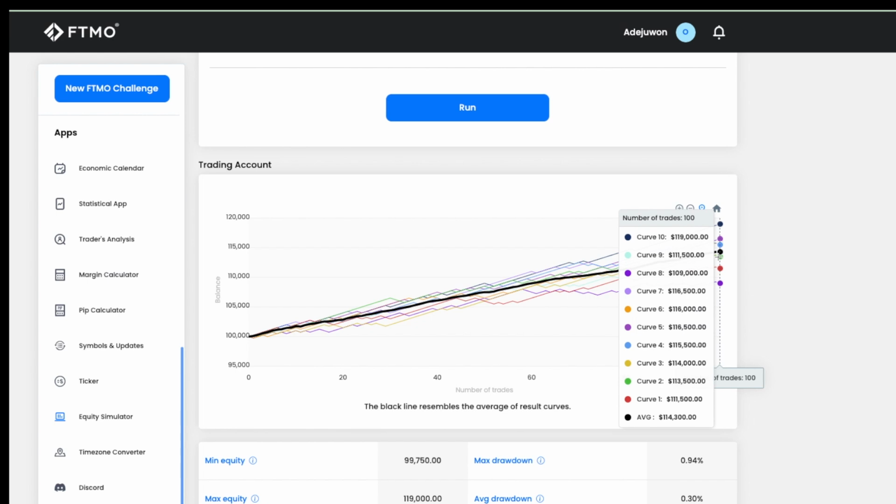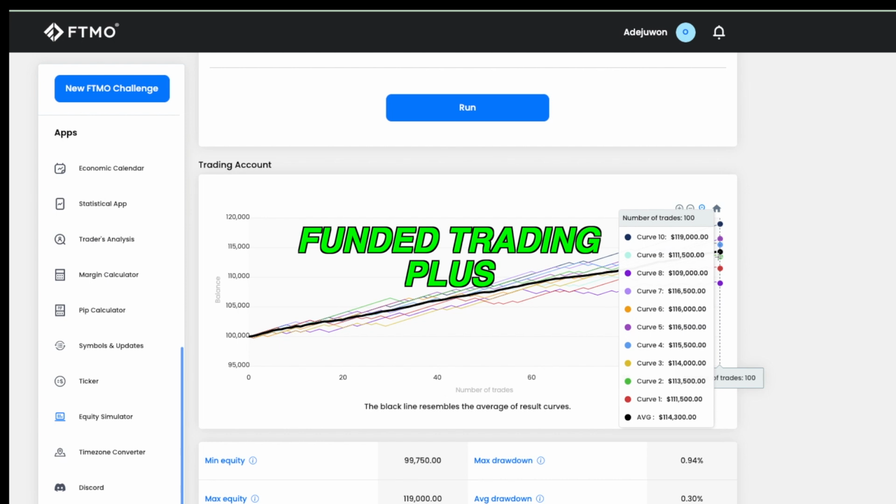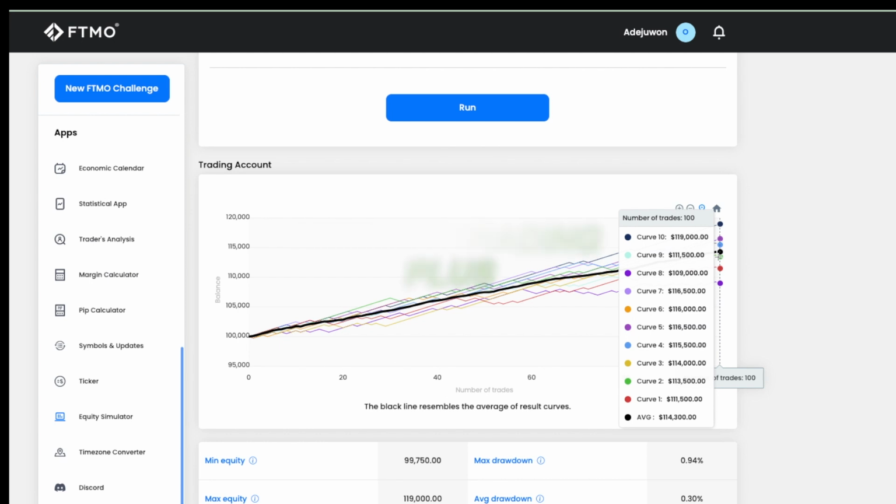But sometimes you might have a prop firm account like I do, Funded Trading Plus, which only do 10% for one phase pass, and then you get a live account. And you can see here, you never ever blew an account, and on average you would always pass this account at $114,000.